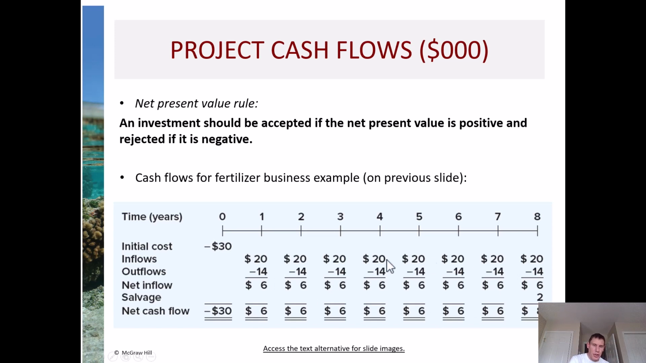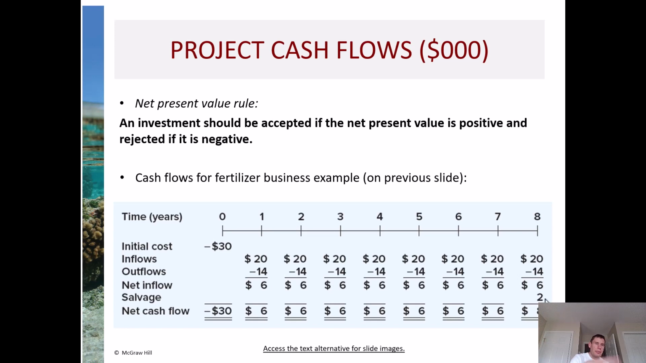Okay, so here they're just kind of showing you what we just did, right? This is the example we just did on the last slide. You can see the inflows, 20 coming in. You can see the outflows, all these negative 14s. And then we have the net flows here, so this is what all the sixes represent, right? And then of course there's an extra 2 at the end, as we just discussed.